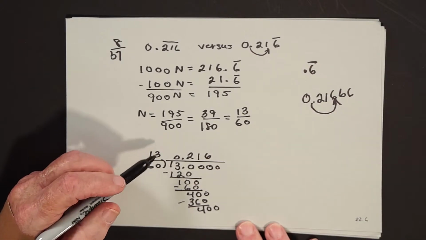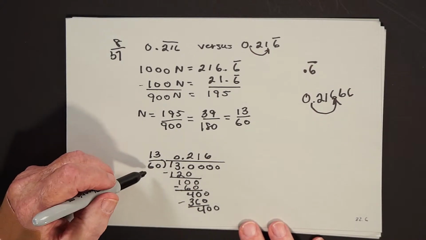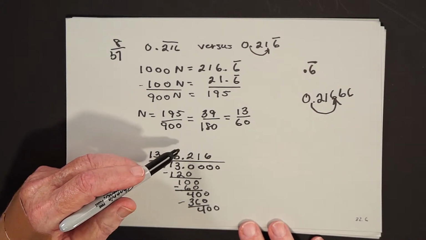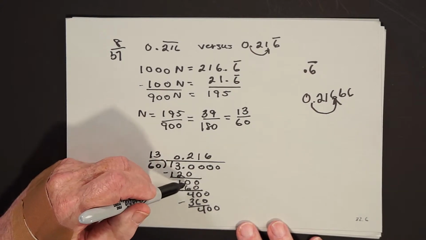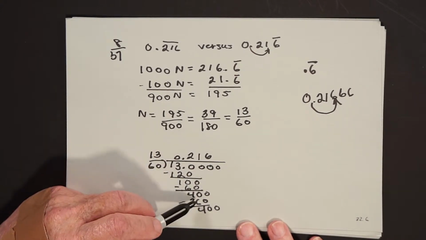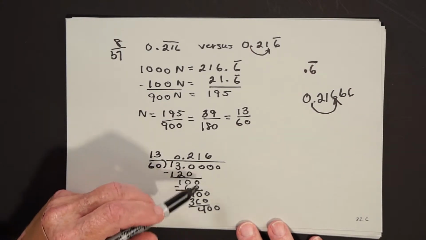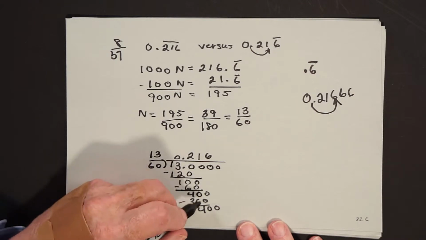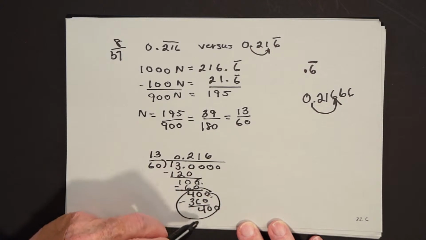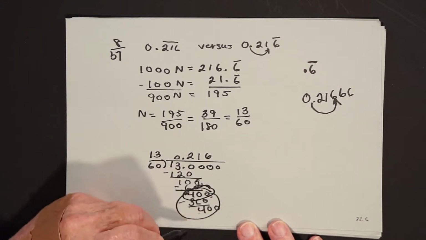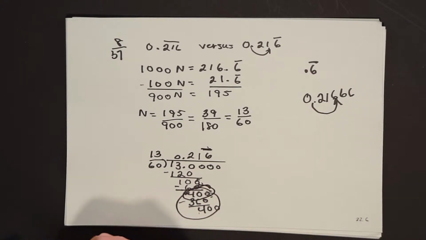And let's see if that works. 60 goes into 13, into 130 twice, 120. That's 100, subtract the 60, that gives me 40, bring down a 0. 60 goes into 400 6 times, and look what's happened. I've repeated the same cycle again. In other words, what's going to happen from here on in, I'm going to get nothing but 6's.